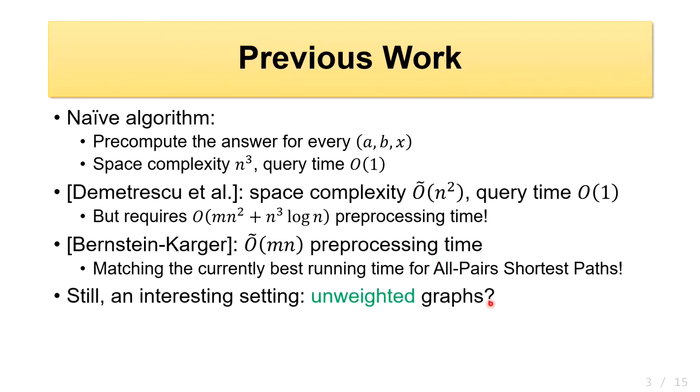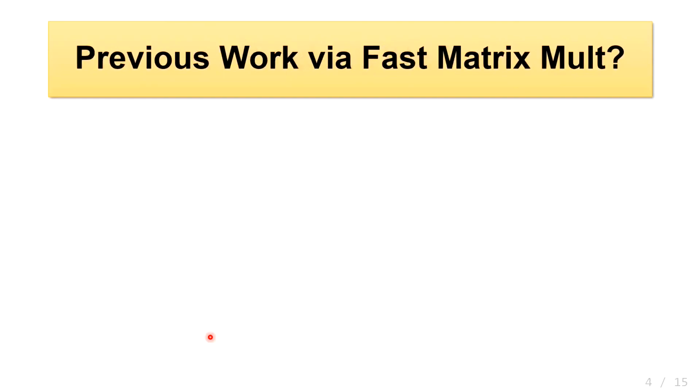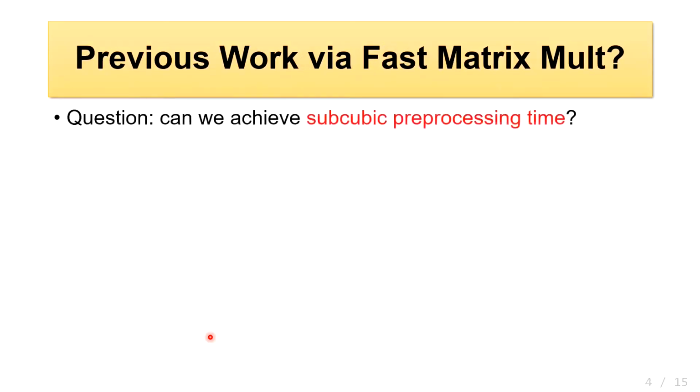That is unweighted graphs. In unweighted graphs, APSP can be computed in roughly n to the 2.5 time using fast matrix multiplication. So it could be possible that DSOs can also be constructed in some time bound faster than n cubed, also using fast matrix multiplication. This direction was also considered in a line of work. The first question is whether we can achieve subcubic preprocessing time.